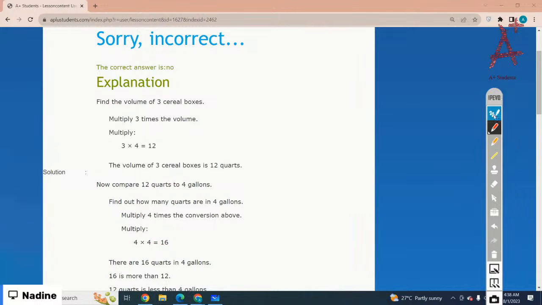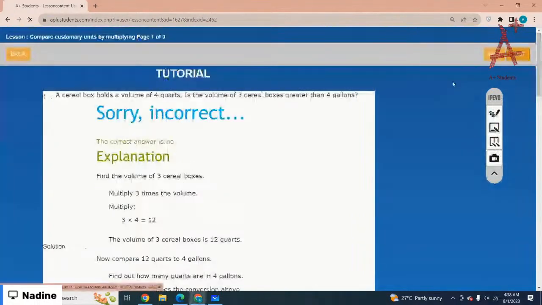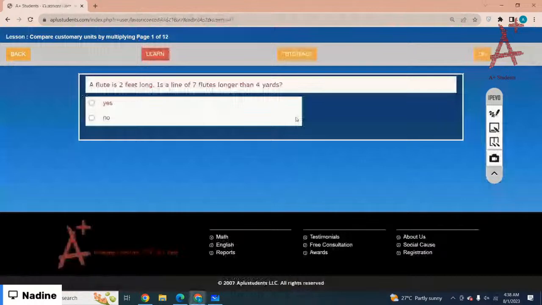Let's just start with the practice questions. Basically, you have to apply the conversions you learned in the last lessons, right? So let's just start with the first one. A flute is 2 feet long. Is a line of 7 flutes longer than 4 yards? This one is the conversion from feet to yards, right?